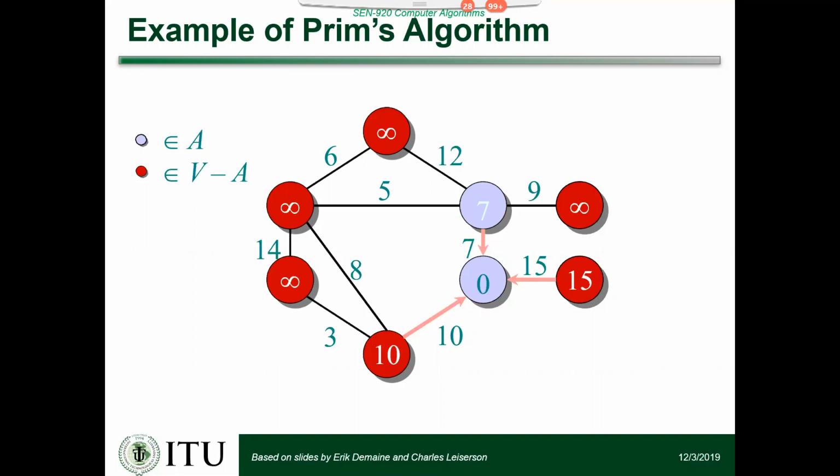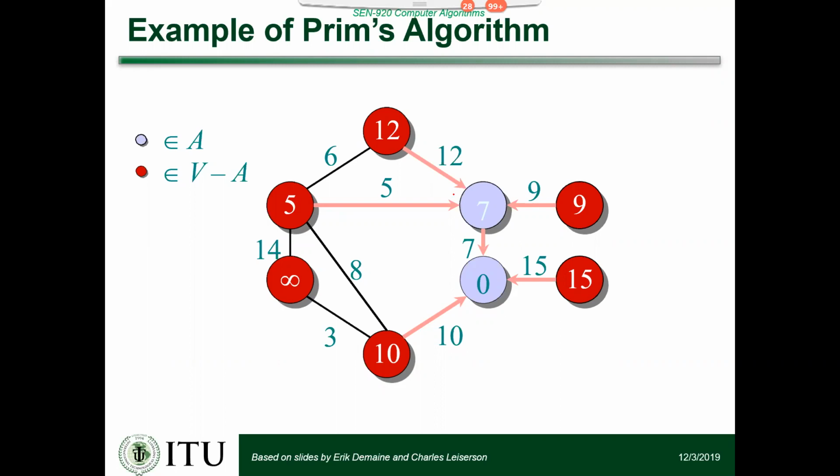So 7 will be added into it. Now 7 is in A, so this decision changes this edge to be a cross edge, this edge to be a cross edge, and this edge to be a cross edge. The corresponding vertices will also have the updated key. So this vertex now has key equal to 9, this has key equal to 12, and this has key equal to 5. Now you have these remaining 6 vertices in the priority queue again.